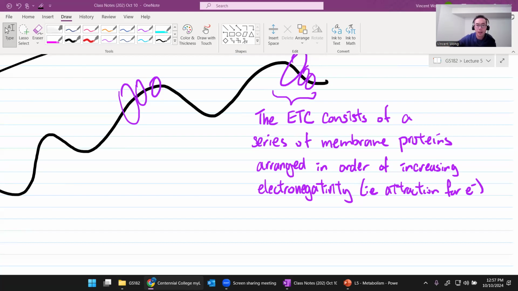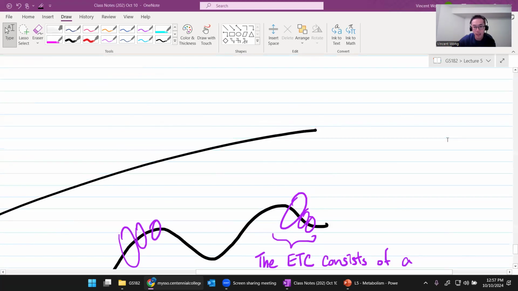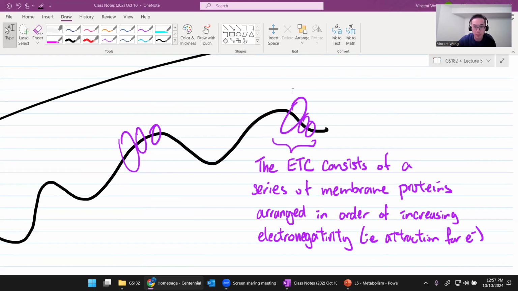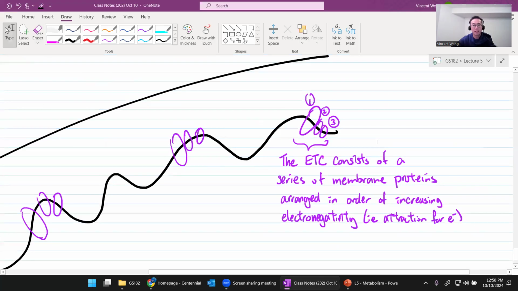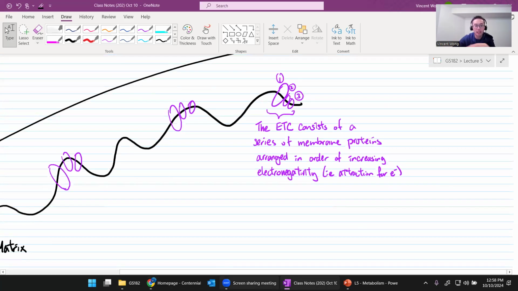So, I mean, these proteins they have their names, but for simplicity, I'm just going to call them one, two, three. In fact, there are actually five, not three, but that's okay. So this is one, two, and three. Basically, what this is saying is number two likes electron more than number one, and number three likes electron more than number two. That's basically what it means by in order of increasing electronegativity.